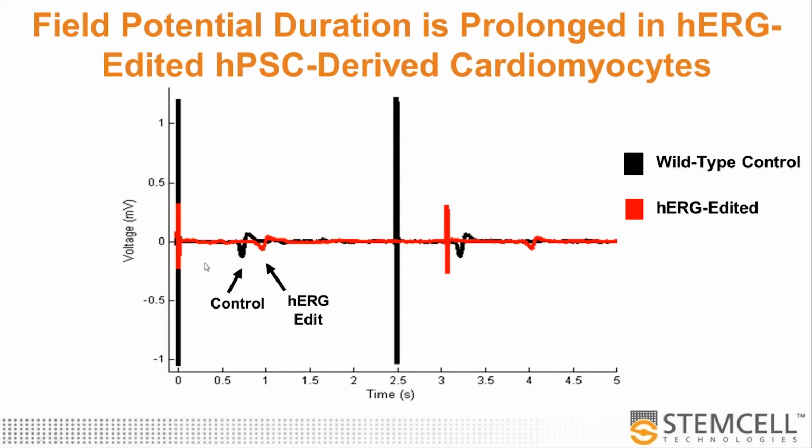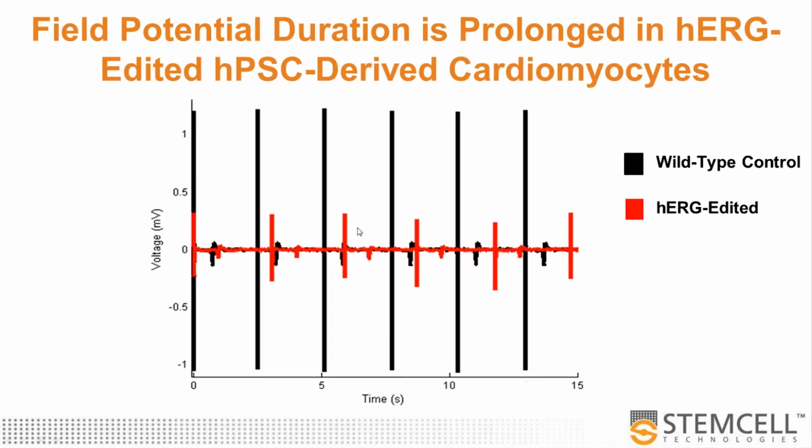And here we can see immediately two phenomena: with respect to the control in black, we can see the FPD phase is prolonged in the hERG edited line, and then also the next cycle is also prolonged. The spike amplitude is reduced, which is expected as well in this hERG edited line. And so if we then look at not just 2 cycles, but over 5 cycles, we can see that the delay is present and that there's a delay also in the cycling.